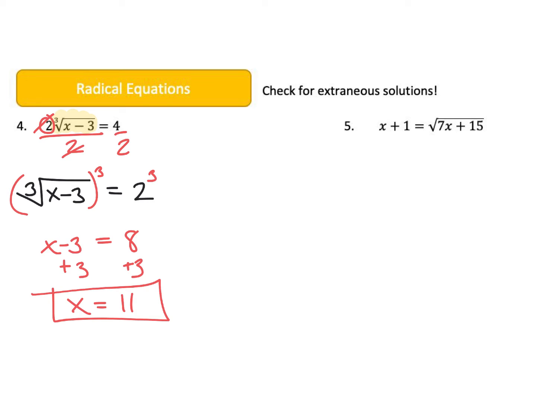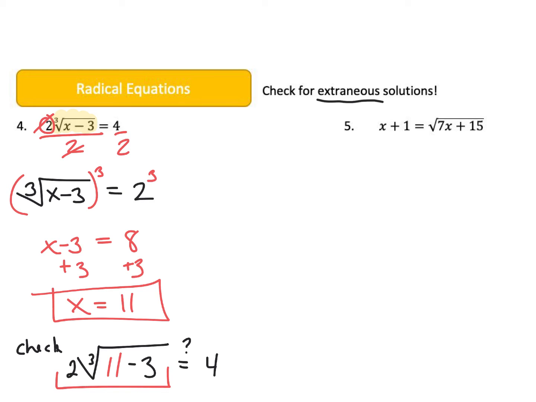One last thing I need to do is check for something called an extraneous solution, which you may think is a pain, and I get it, kids usually do, but what that means is you need to plug in your answer of 11 and make sure that your left side is equal to the right side. So 11 minus 3 is 8, cube root of 8 is 2, and 2 times 2 is 4, so it satisfies the original, okay? If it wouldn't, this particular equation would have no solution.